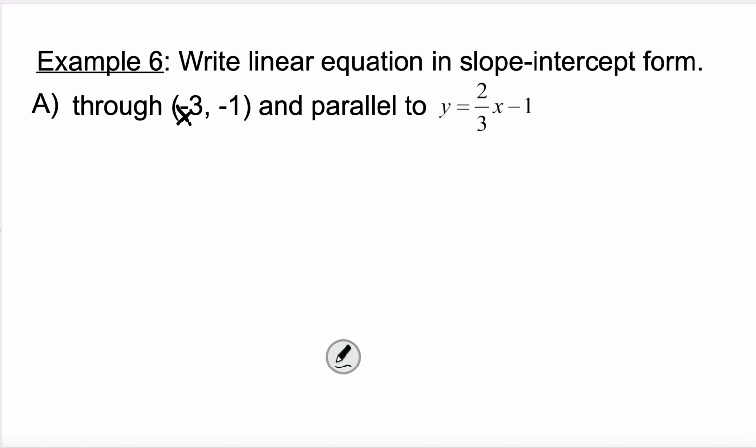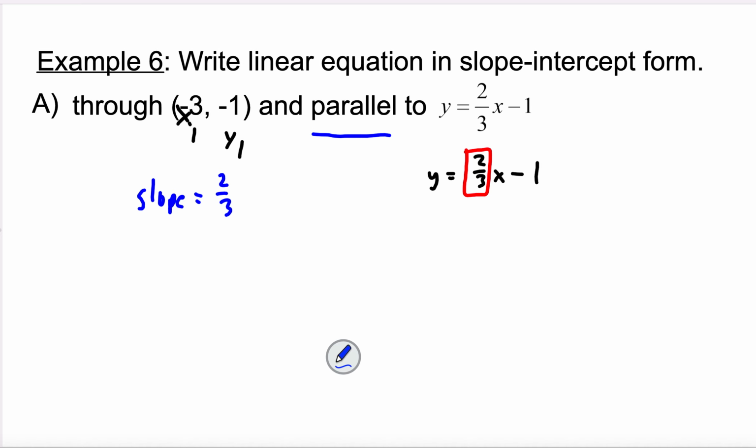So we're going to call this point x1 and y1. The only thing we're going to do with this equation, y equals 2/3 x minus 1, is look at its slope, which is 2/3. So we have a point, -3, -1, and we have a slope of 2/3. Parallel lines have the same slope. Since this one has a slope of 2/3, our new equation has the same slope of 2/3 as well.